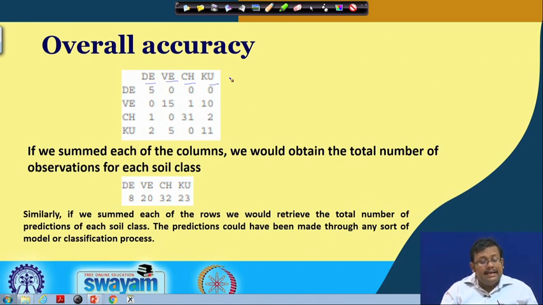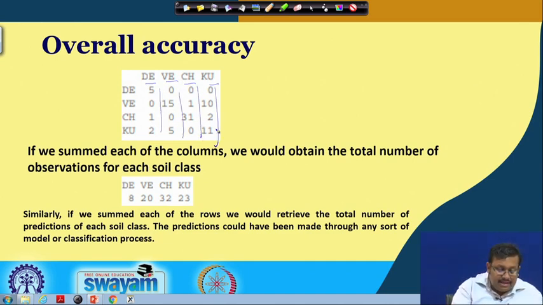So, here you can see we have classified several soil samples into their respective classes, and these are 4 different classes D, V, CH and Ku. If we sum each of the columns, this column, this column, this column, this column, we obtain the total number of observations for each soil class. In case of D, we get 8, V 20, CH 32, Ku 23. So, these are the total number of observations for each soil class.